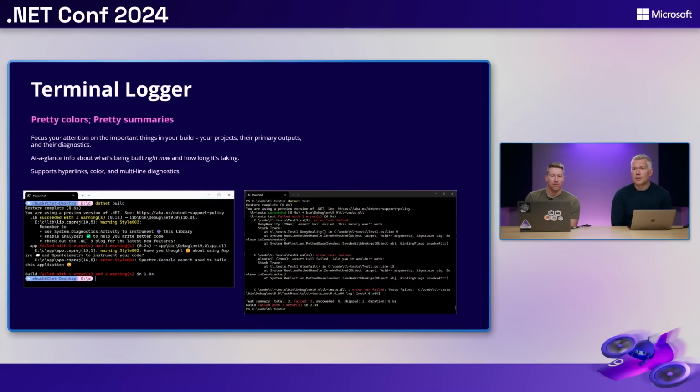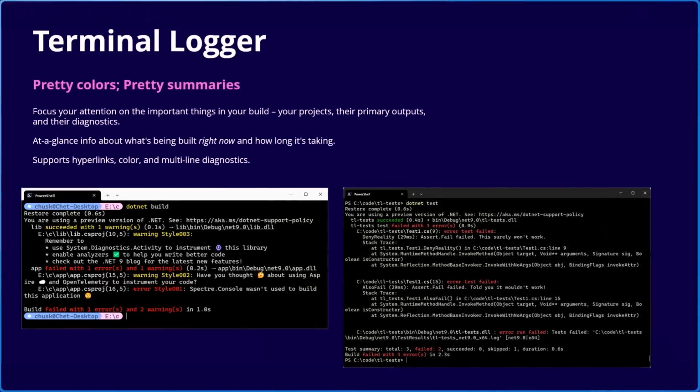Terminal logger is basically the new output of the CLI. The one on the right is the .NET 8 version. It's probably pretty easy to conclude that it looks a little bit stale. I think the one on the left looks a ton better, and so we're just modernizing the experience to make it look like what other development platforms have. It's basically pretty colors, better multi-line, a better way of incorporating either warnings or suggestions.